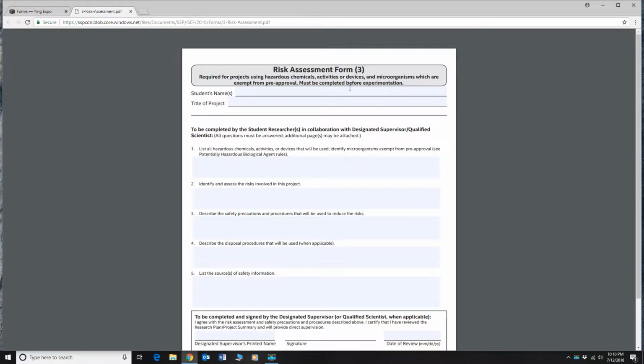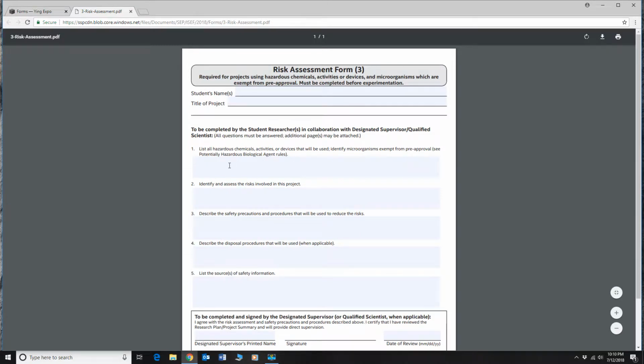This is the risk assessment form, Form 3. It is probably the most, I guess in some cases, the most dreaded form, the most bane form. It states on the top of it that this form is used for projects that involve hazardous chemicals, activities, devices, microorganisms that are exempt from pre-approval.